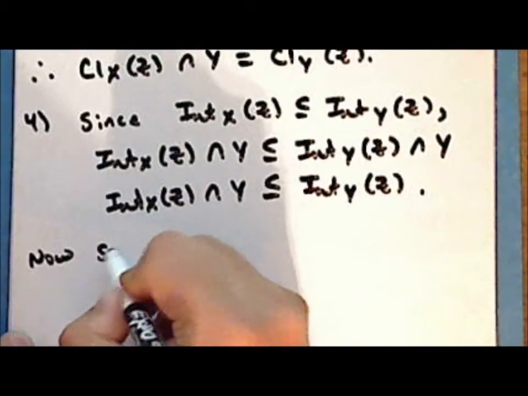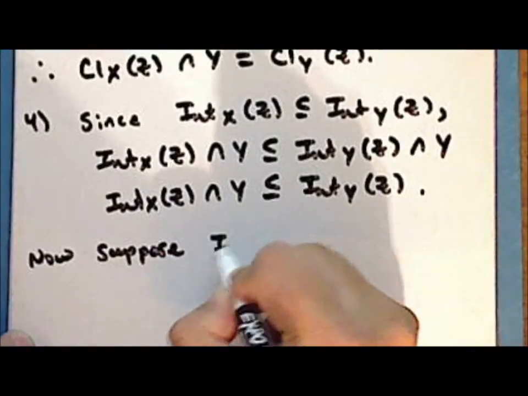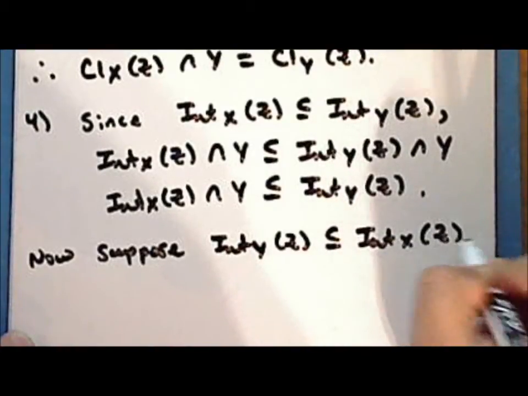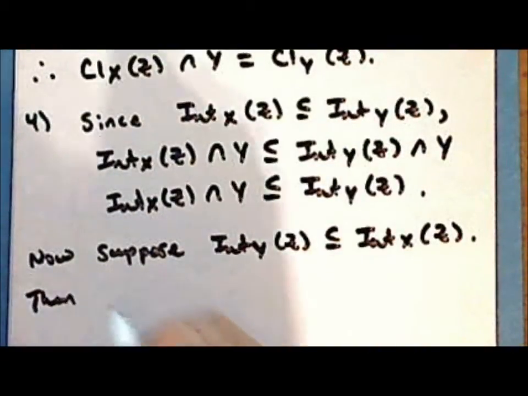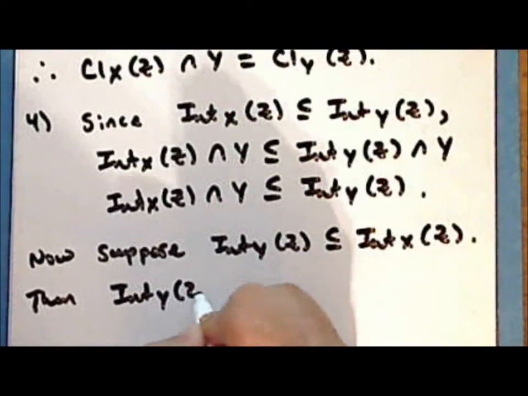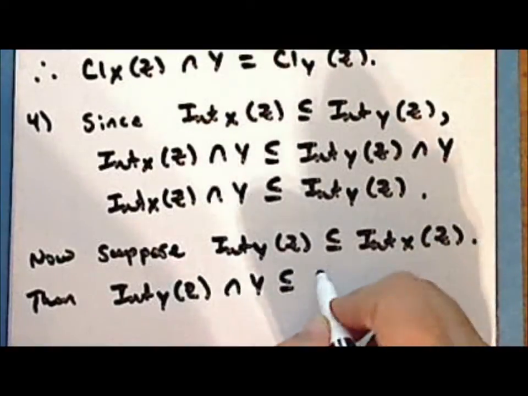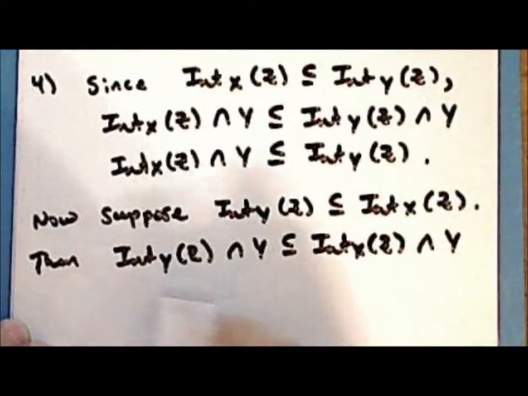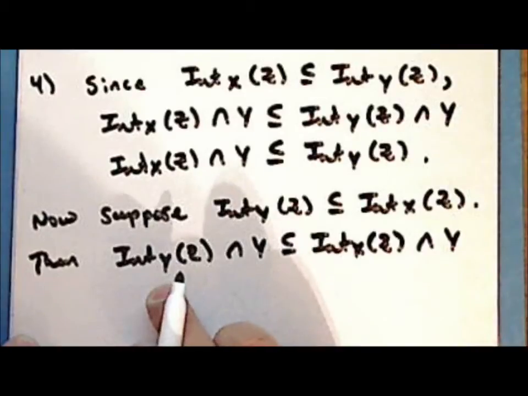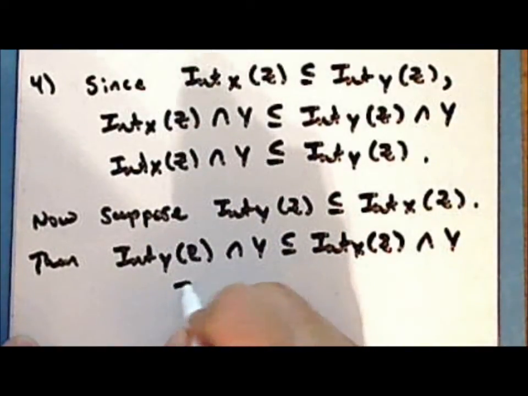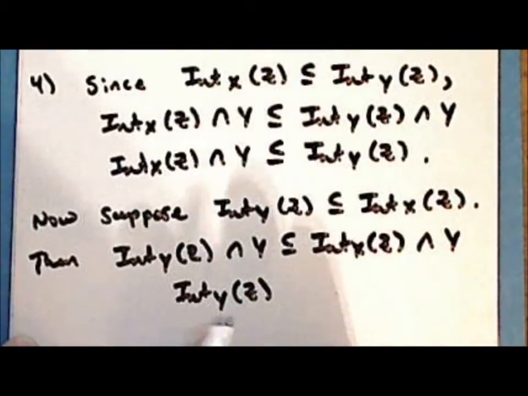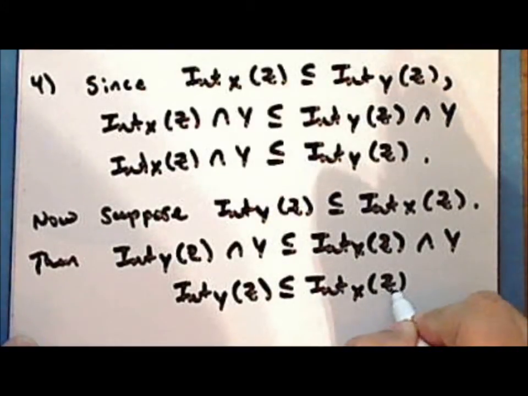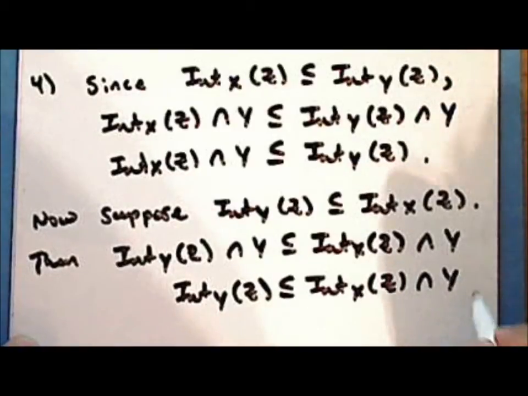Now suppose that the interior of Z in Y is a subset of the interior of Z in X, then the interior of Z in Y intersected with Y is a subset of the interior of Z in X intersected with Y. And again, the intersection of the interior of Z in the subspace Y with the subspace Y is the interior of Z in the subspace Y. And this is a subset of the intersection of the interior of Z in the ambient space X with Y.